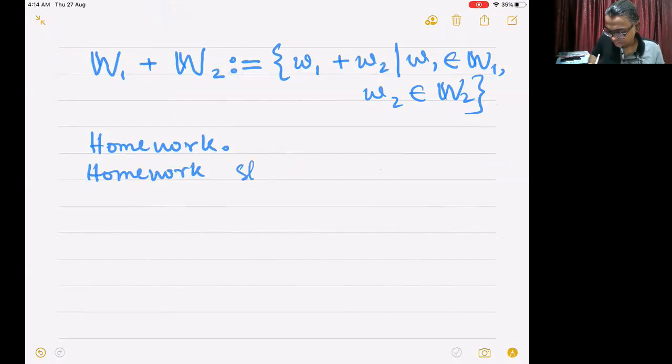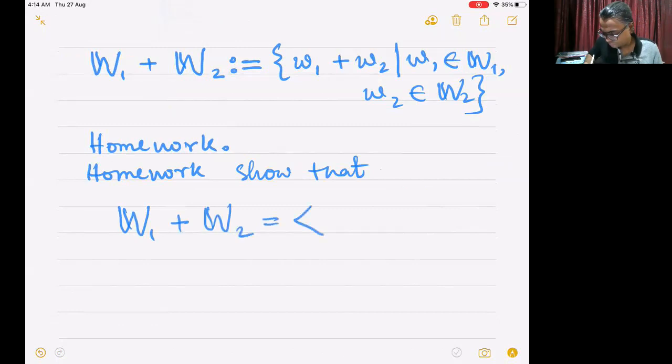Another homework is to show that W1 plus W2 is nothing but the span of W1 union W2. It's not an easy problem, not trivial, but it will require some amount of work, some amount of thinking. So do that thinking. It's good to do some thinking at times, right?